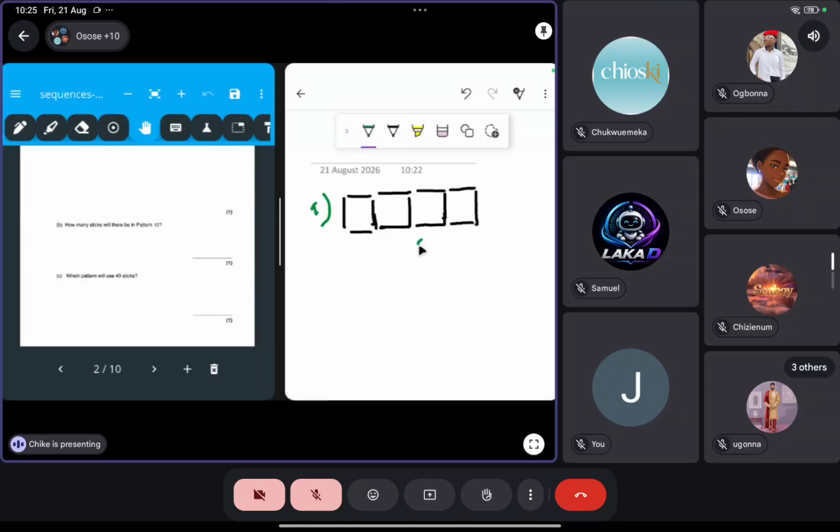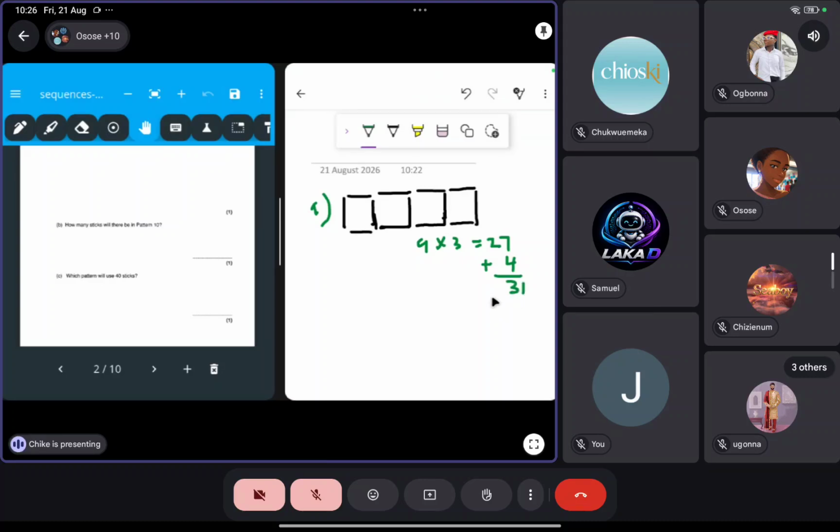It will be 9 times 3, which is 27. That's to form the 9 other patterns. So 27 plus these 4 here, because only this one has its own 4 complete sticks. The others are just joining 3. This one too is joining 3. This one too is joining 3. So the 27 for the 9 entire sets plus the 4 here will give you 31.